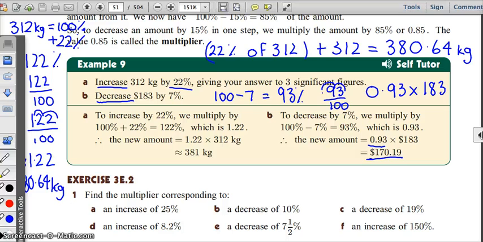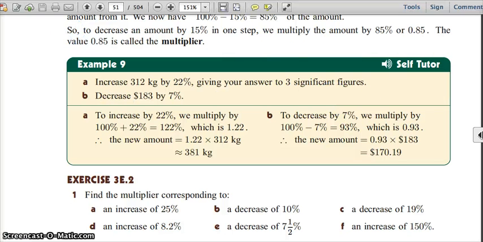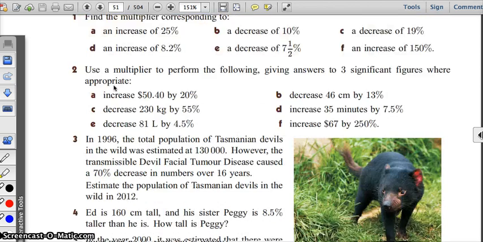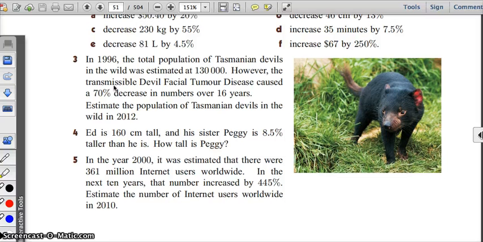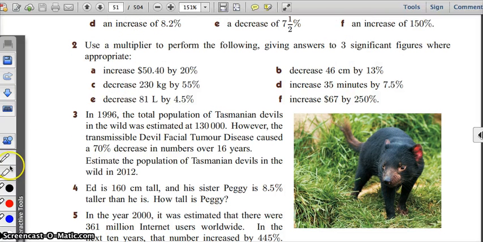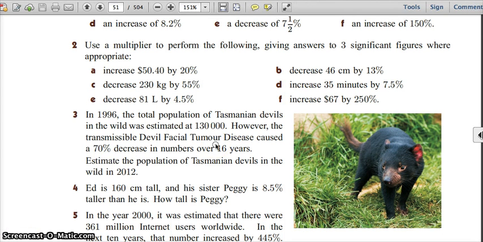Let's look at another couple. We're just going to not go through the whole thing. We're going to look at the multiplier. Okay? So let's look at these. The first one, Jazz, increase $50.40 by 20%. I'm just after the multiplier. What's the multiplier in this one?